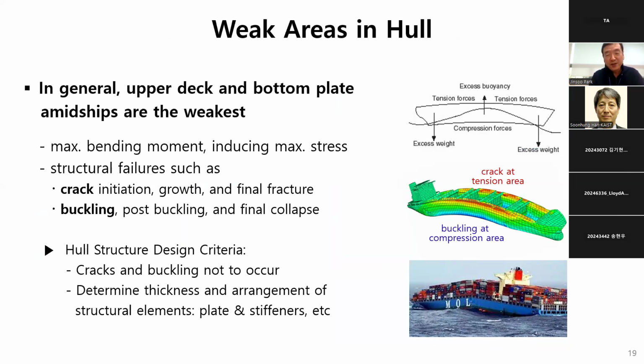In ship structure, where are the weak areas? In general, the upper deck and bottom plate, here, upper deck and bottom. Midships is the weakest part, because maximum bending moment is applied in this position. So maximum stress is induced, and structural failure may happen, a crack and buckling. So the hull structure design criterion is that crack or buckling does not occur during her voyage.